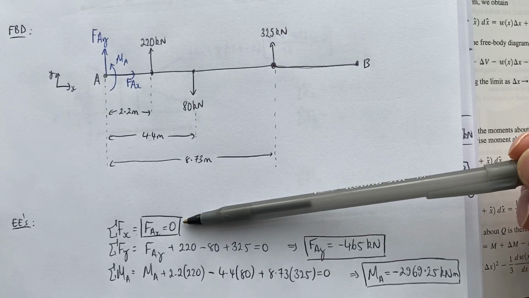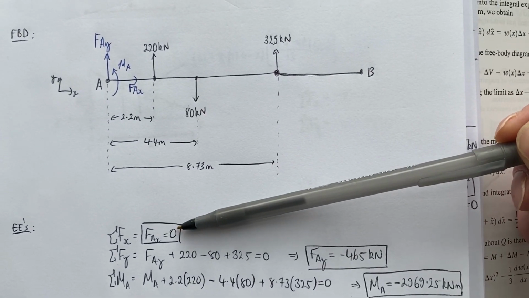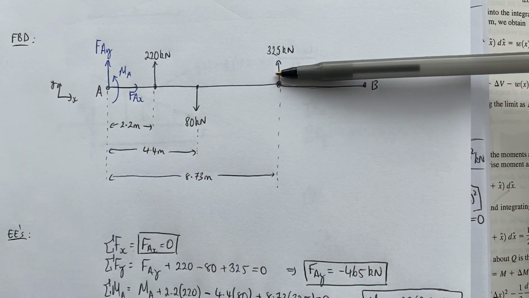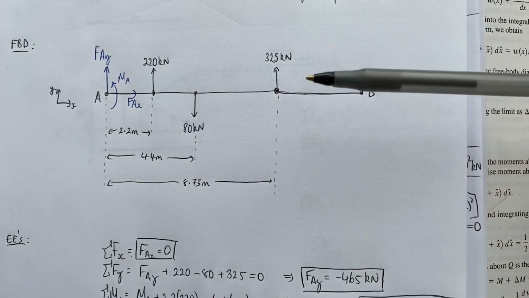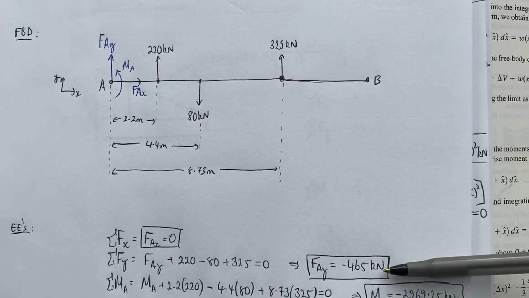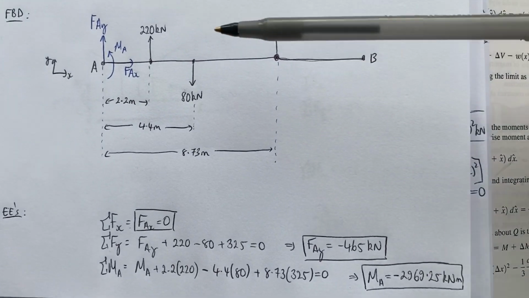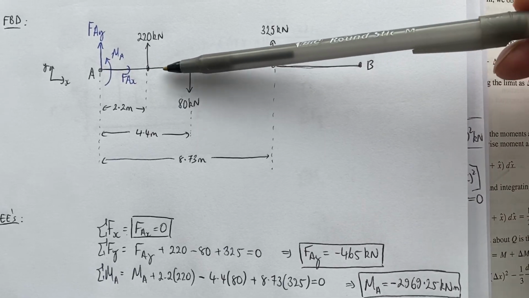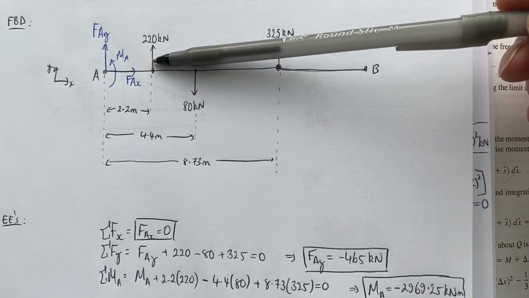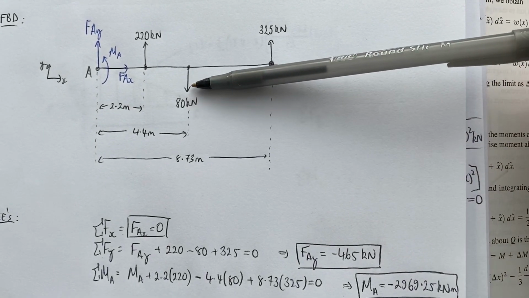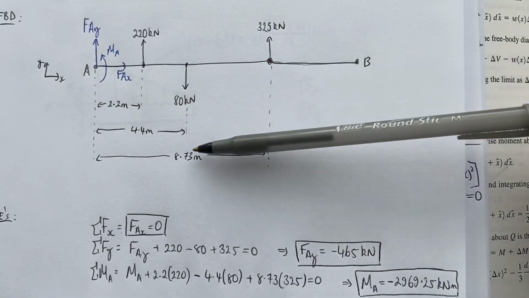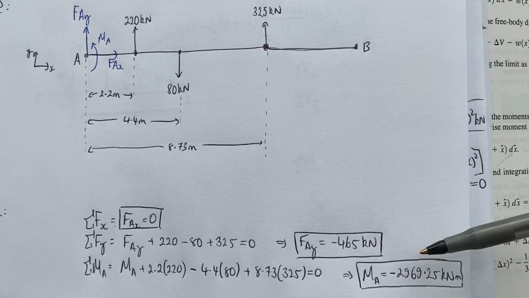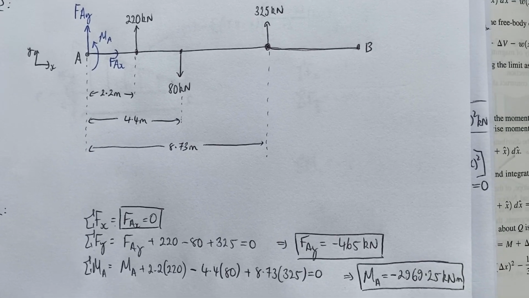In the x direction, I just have FAX, so that's 0. In the y direction, I have positive this, negative this, positive this. So therefore I can work out the reaction in the y direction at A to be negative 465 kilonewtons. And then if I take moments about A, I have a positive MA plus a positive moment due to this force vector, negative moment due to this force vector, and a positive moment due to this force vector. So I have 4 terms in the sum of the moments equation, and I can find out the moment due to the fixed support at A.